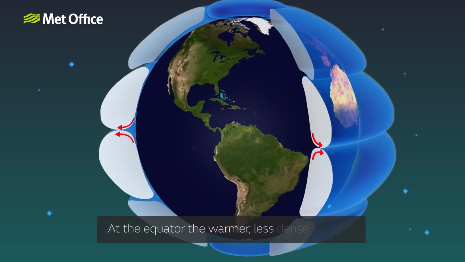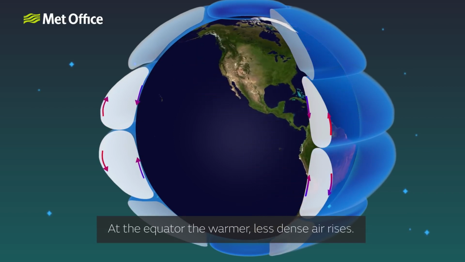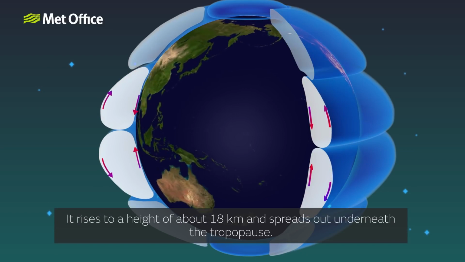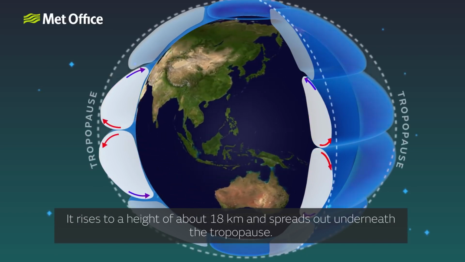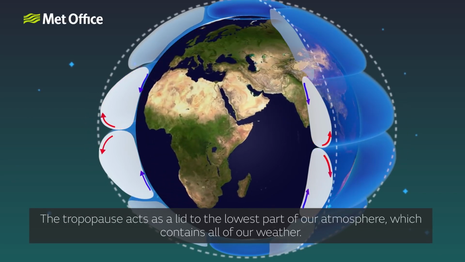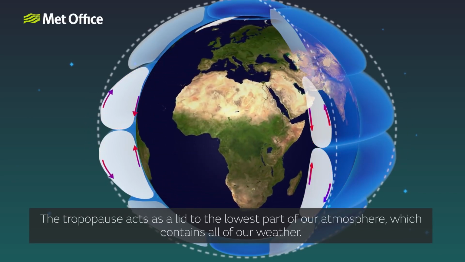At the equator, the warmer, less dense air rises. It rises to a height of about 18 kilometres and spreads out underneath the tropopause. The tropopause acts as a lid to the lowest part of our atmosphere, which contains all of our weather.